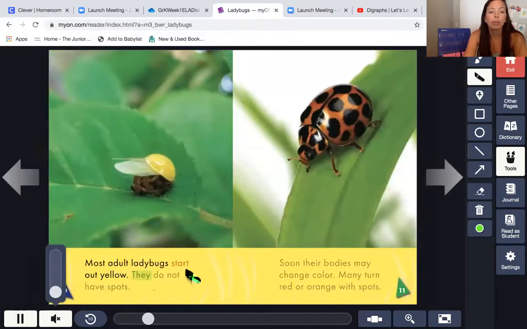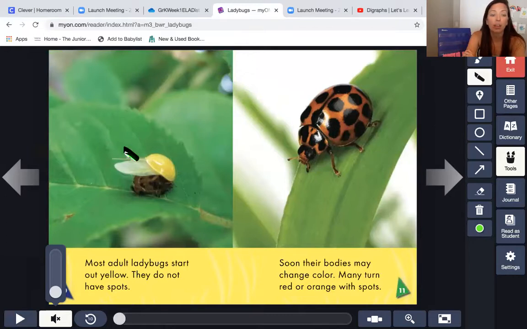Most adult ladybugs start out yellow. They do not have spots. Soon their bodies may change color. Many turn red or orange with spots. So these are the ladybugs that we mostly see around us. If you see one of these, you might not realize that is also a ladybug. It's just not all the way grown up yet.